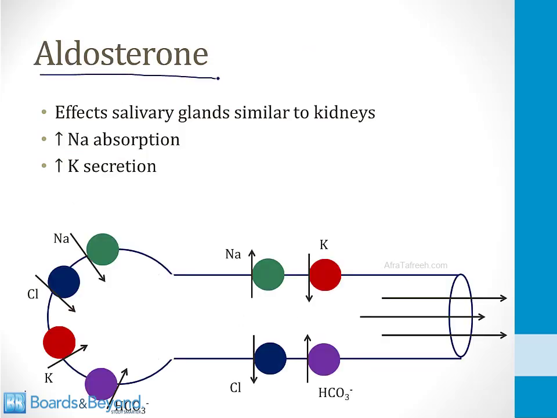Aldosterone is a hormone that you probably think of as affecting the kidneys, and that's true, but you should know it also affects many other tissues, including the salivary glands. It can also affect the sweat glands and the colon, and it does the same thing in the salivary glands that it does in the kidneys. It promotes sodium absorption and potassium secretion. This is probably a minor contributor to the effects of aldosterone on electrolytes. The major contributor is the kidneys, but I just want to point out to you that the same type of effects are seen and have been described in the salivary glands.